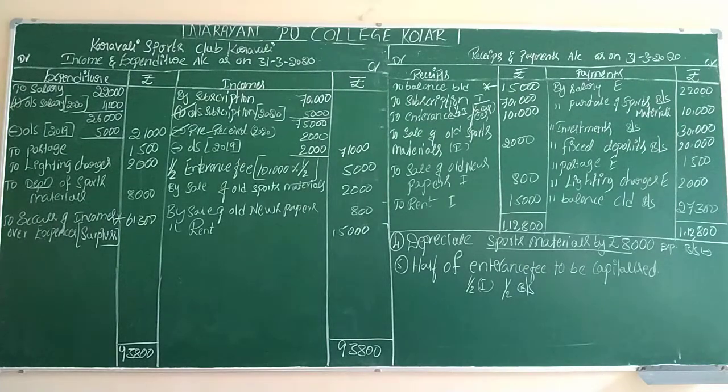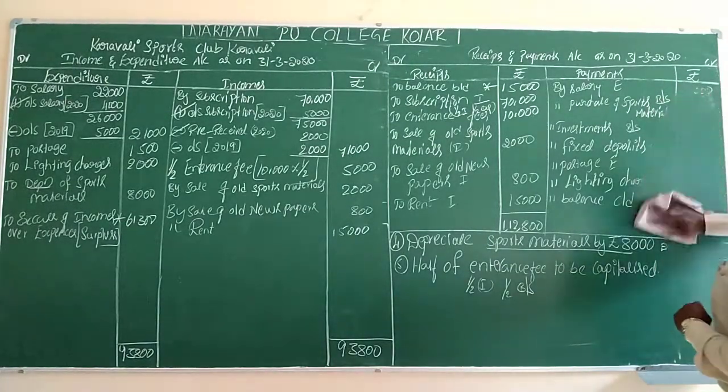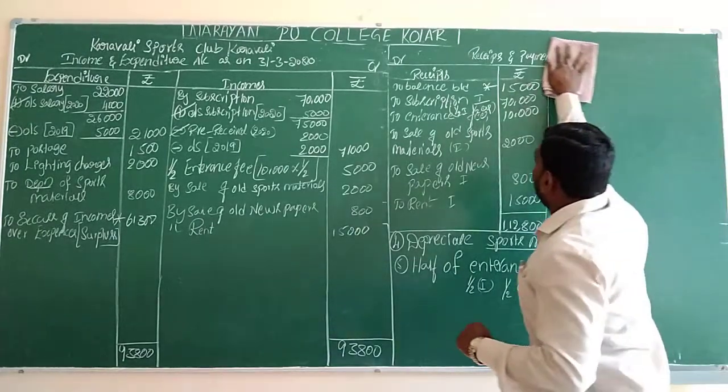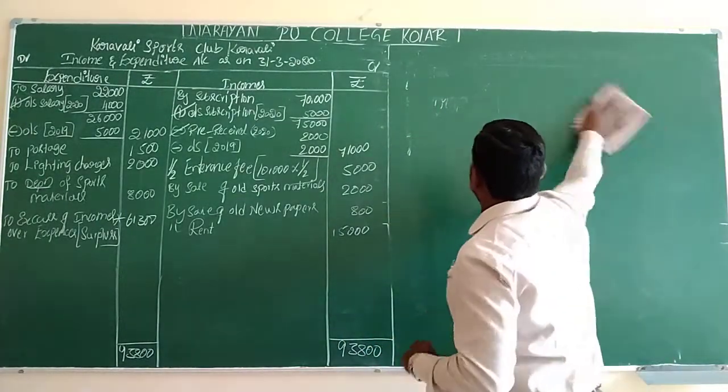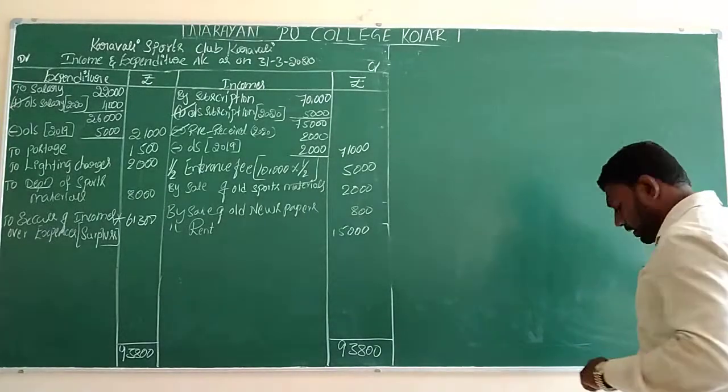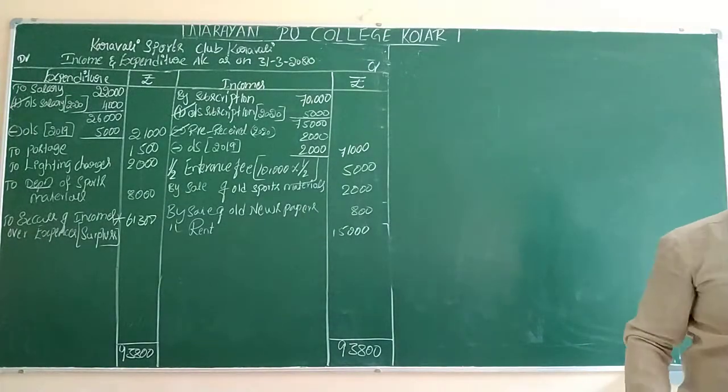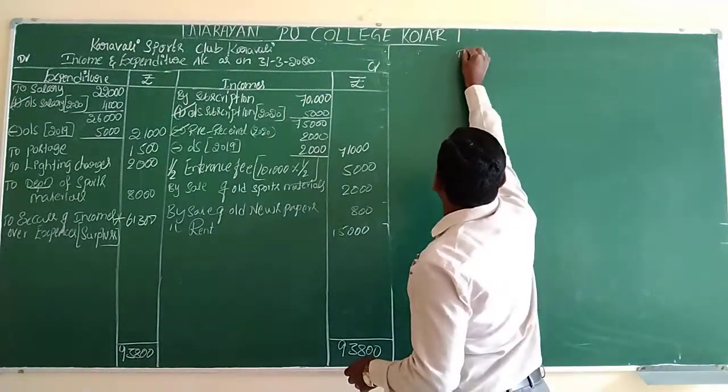We have to move to the preparation of the new balance sheet of this Karavali Sports Club. We have to draw the columns for the balance sheet. Already you people know very well that all the transactions are clear, all the balance sheet adjustments we have to know. So directly we move to the preparation of the balance sheet. Before drawing the columns, we will write down the heading.